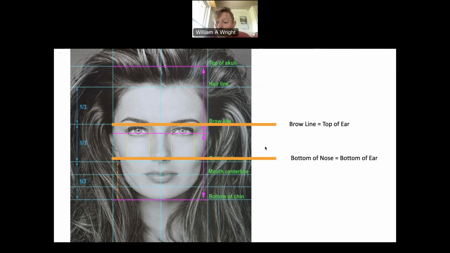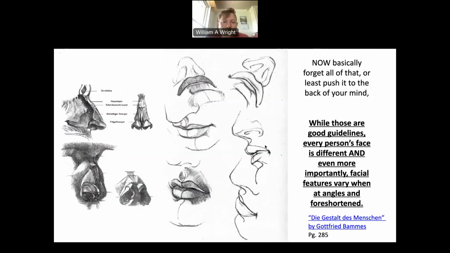Your eyebrows close out that top third of your forehead. And then the top of your eyebrows, or your eyebrow line, should match the top of your ears. The bottom of your nose typically matches the bottom of your ears. Again, if I tilt my head back, that changes. If I tilt my head to the side, maybe you have to adjust. Just keep that in mind.